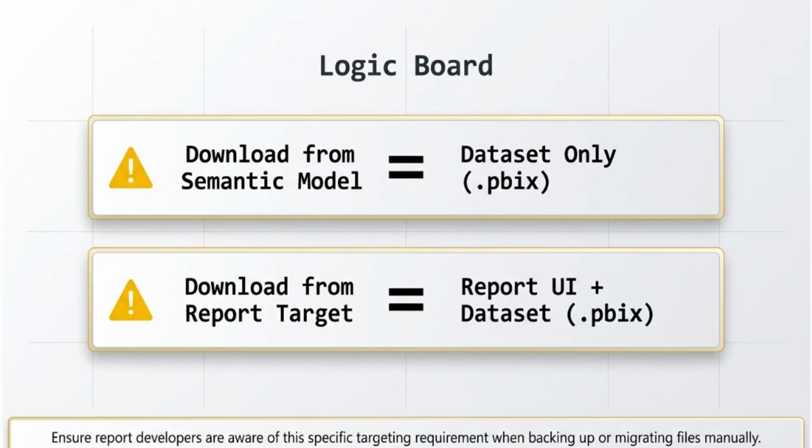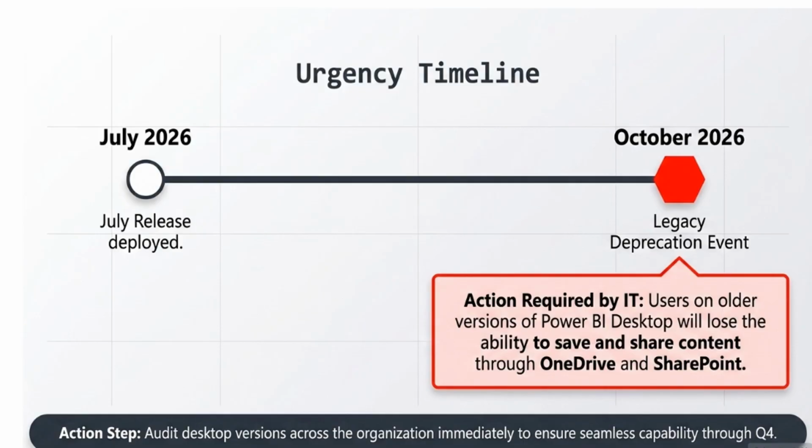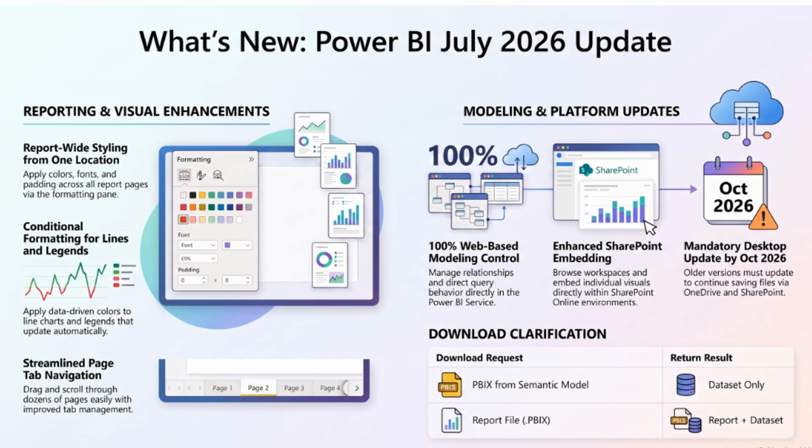Next up is a deadline you really cannot ignore, October 2026. Starting that month, users on older versions of Power BI Desktop are literally going to be blocked from saving and sharing content through OneDrive and SharePoint. So go check out the documentation, test out these awesome new features, and seriously, talk to your IT team today.